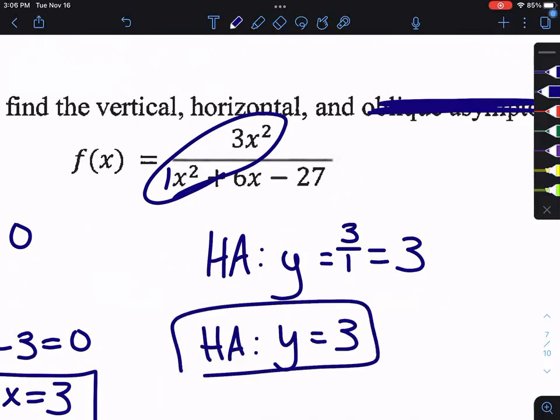And like I said, there are no obliques. That happens when the degree of the numerator exceeds the degree of the denominator. It's not going to happen, I promise.